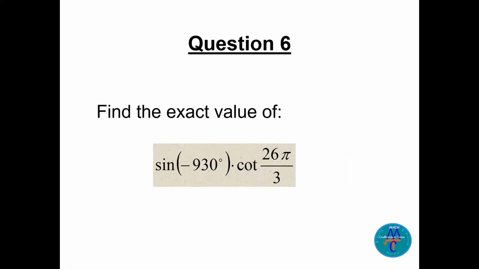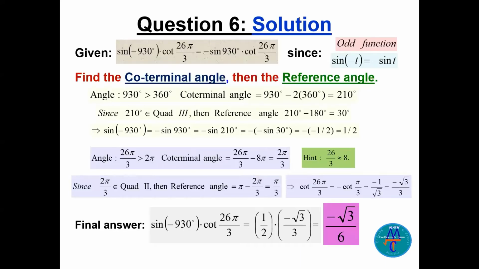Question number 6, find the exact value of sine of minus 930 degrees times cotangent of 26 pi over 3. So we can find each value separately, then we multiply. Now we see there is a minus here in the angle. So we know the sine function is an odd function. So sine of minus t will be minus sine of t. So we can use now 930 degrees, and we find the coterminal, because 930 is greater than 360. So 930 minus 2 times 360 will be 210.